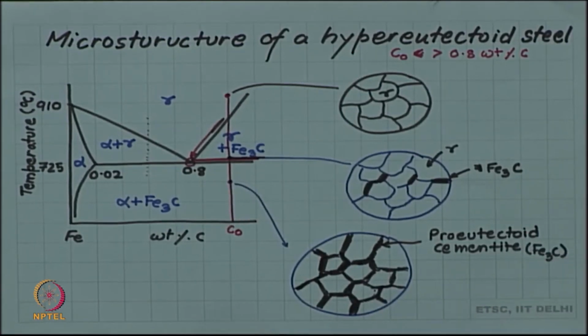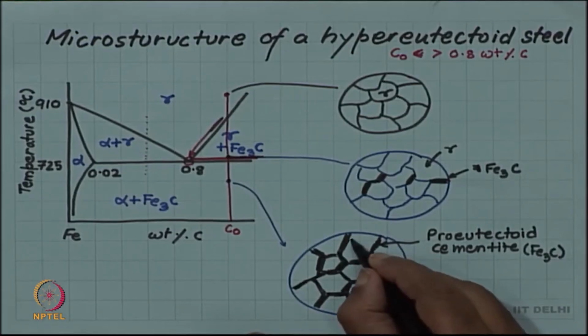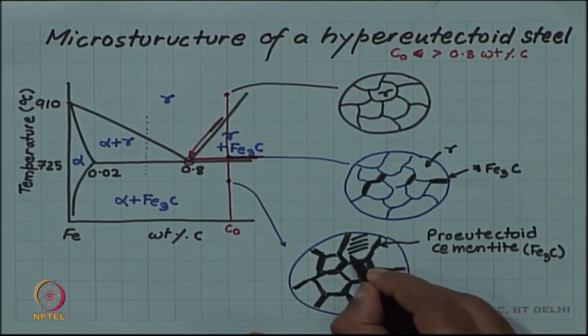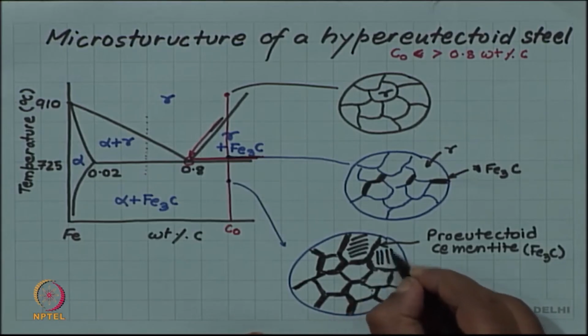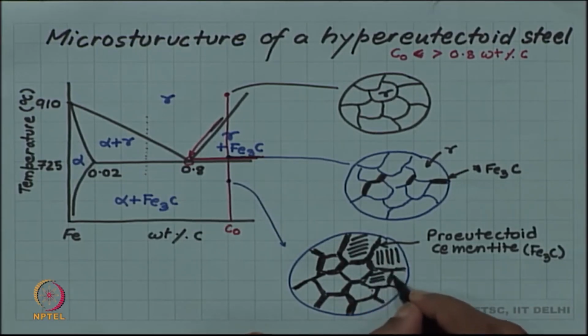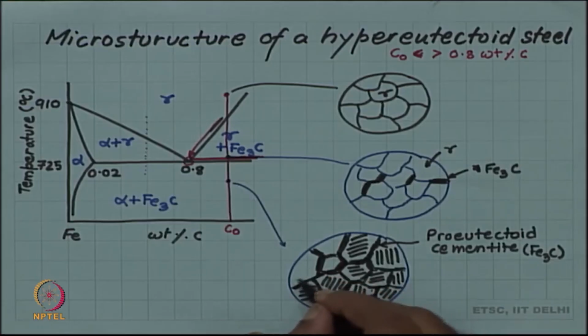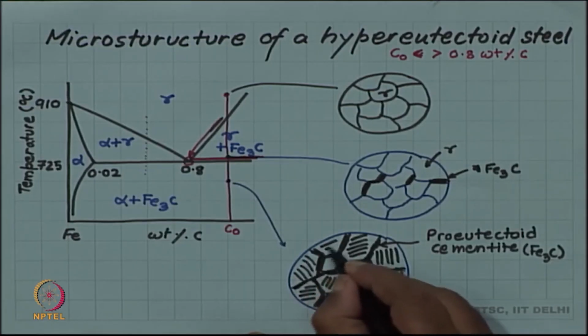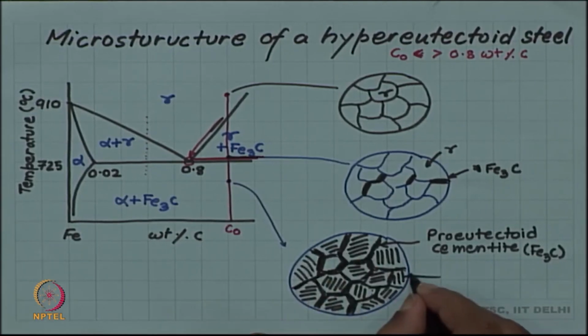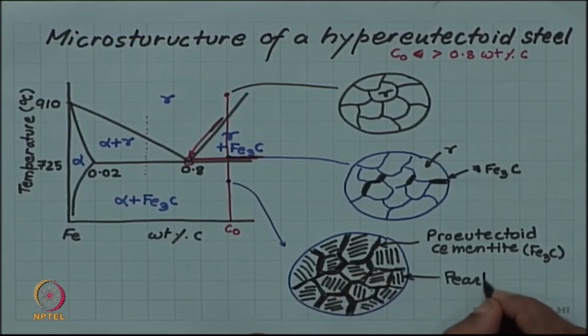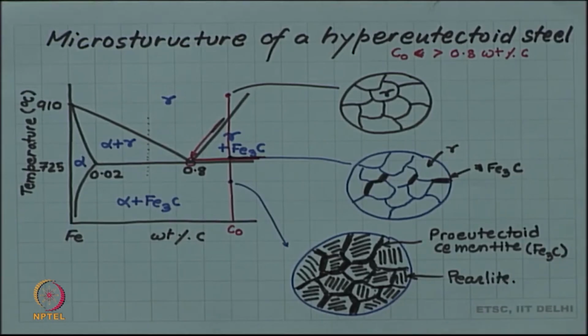Or Fe3C, and the remaining austenite will form into pearlite. So, you will have pearlite forming, whatever austenite was left at 725 degrees on cooling will transform into a mixture of alpha and Fe3C. So, that is pearlite.